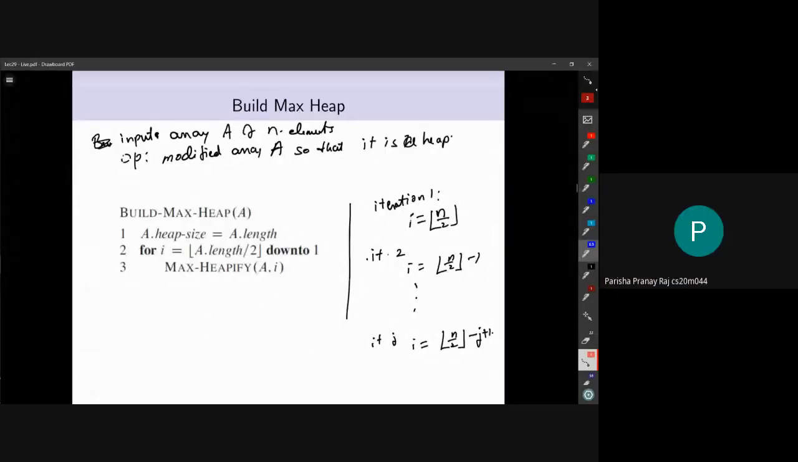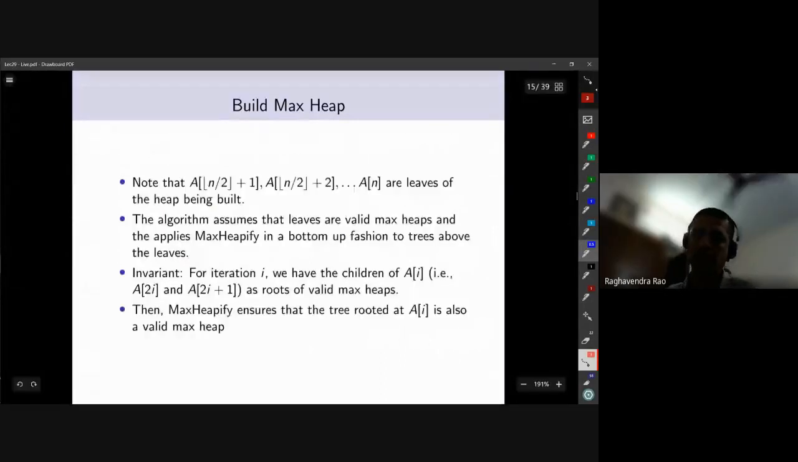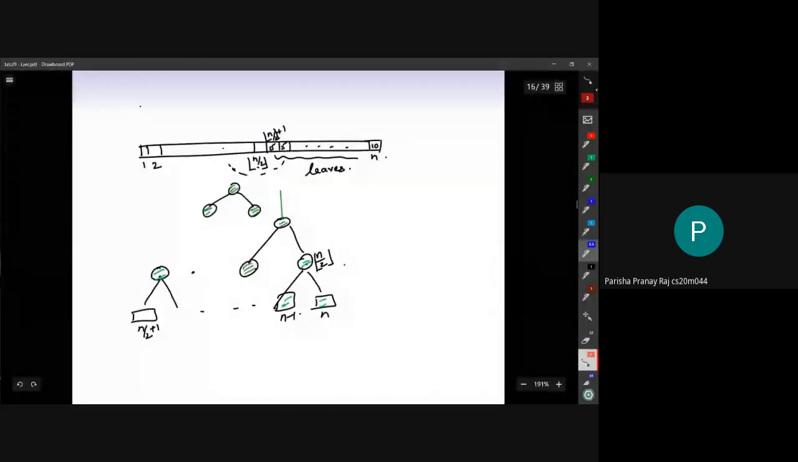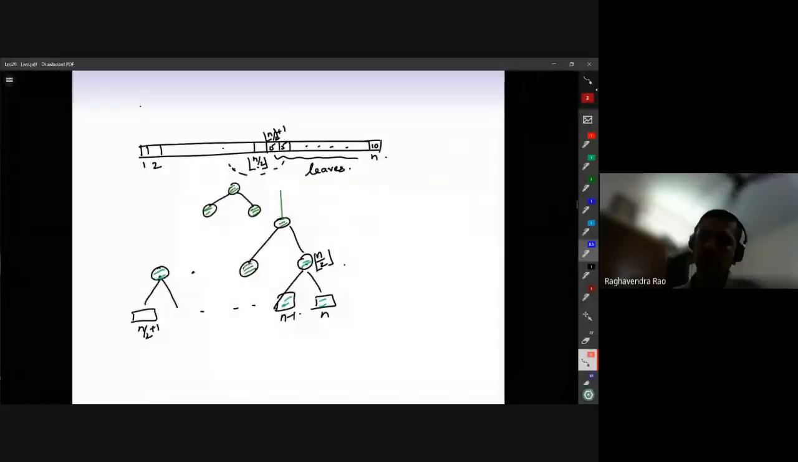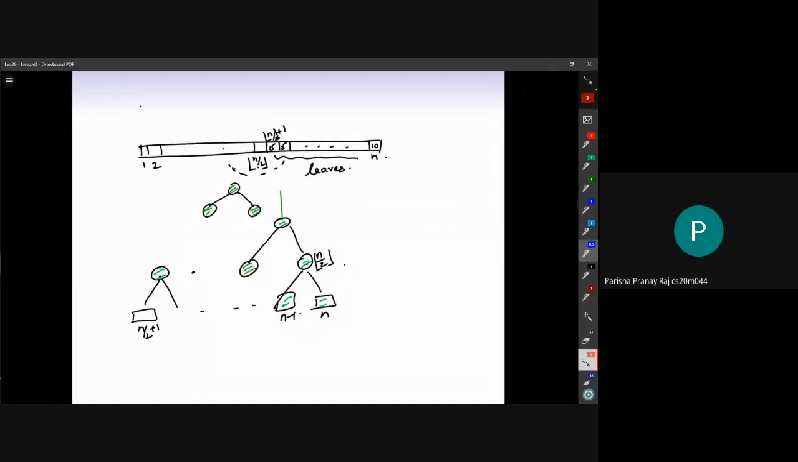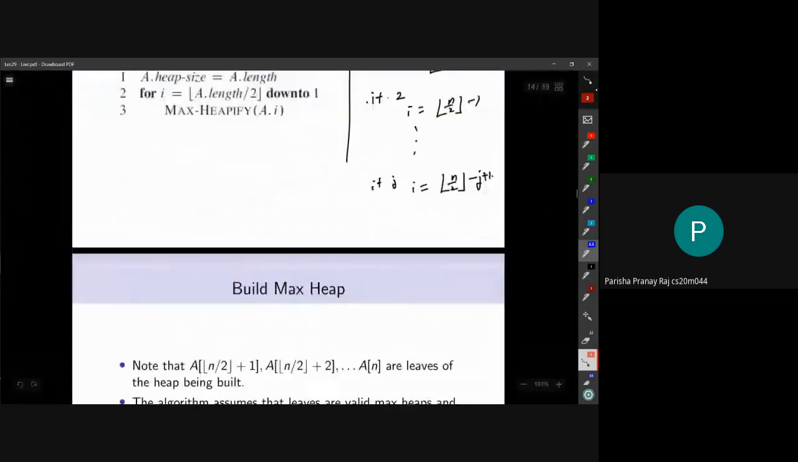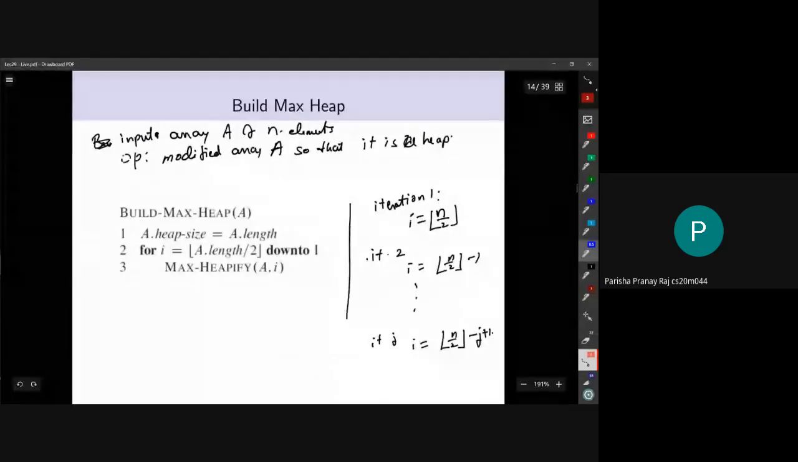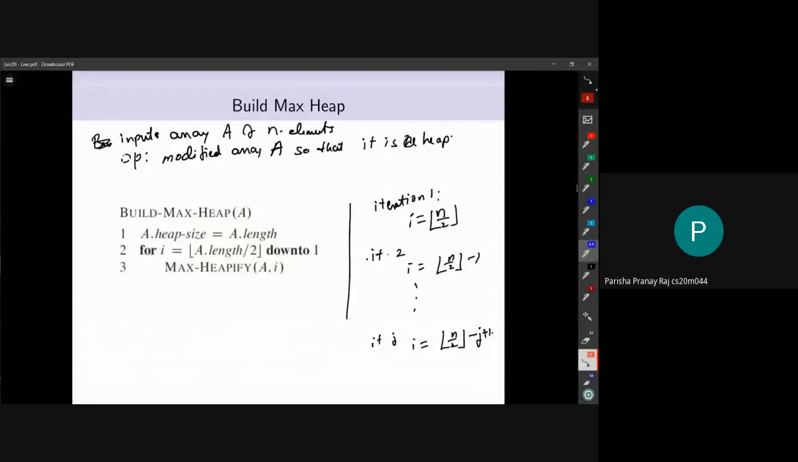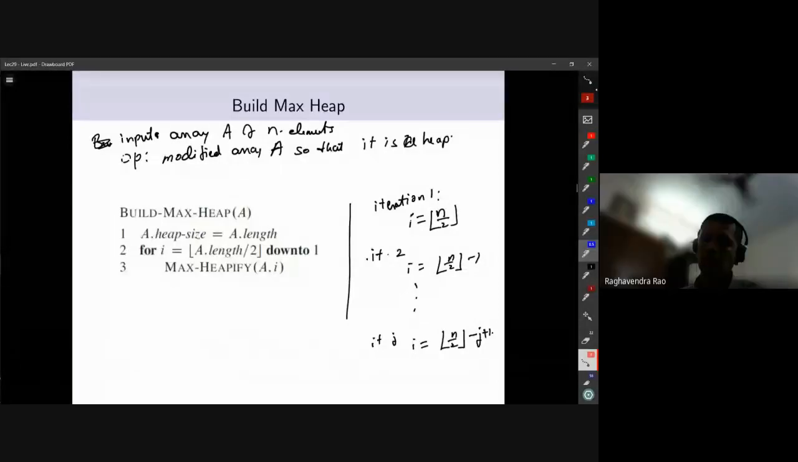Hello, sir. Whenever your children are leaf nodes, the invariant is true. But how do we say that for every I it is true? We can see that it is true, but how do we prove it?